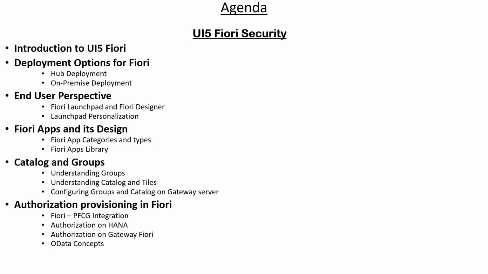Then we will go a little more technical. We will talk about what are catalogs, what are groups. These are the building blocks of your Fiori. Catalogs in particular. We will talk about designing, building a catalog, adding a catalog. What are the things which we need to consider?